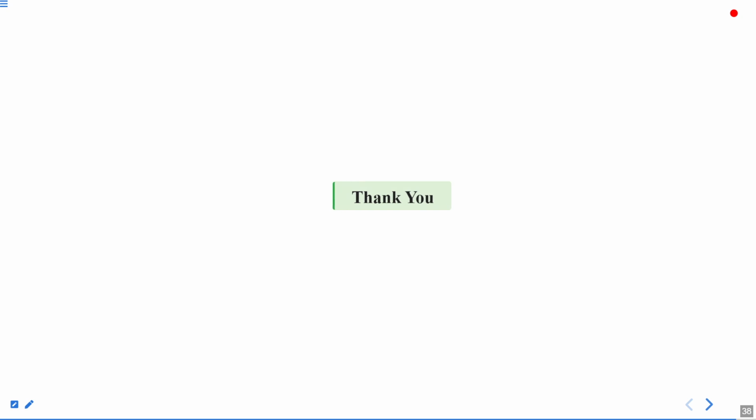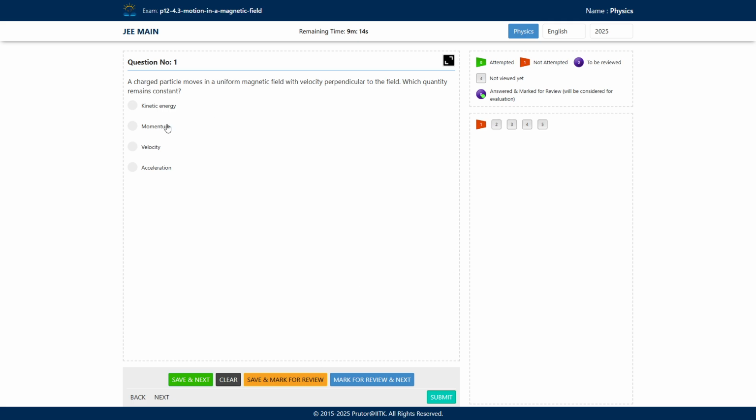Okay, we are going to do the DPP section. First question. A charged particle moves in a uniform magnetic field. You have to do the DPP with me or you can solve afterwards. A charged particle moves in a uniform magnetic field with velocity perpendicular to the field. What quantity remains constant? Momentum, velocity, acceleration, or kinetic energy?